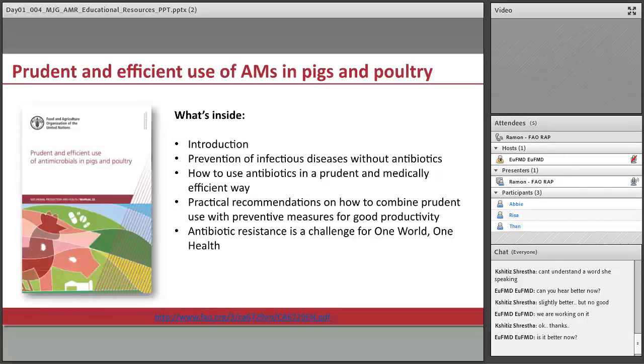So, proven and efficient use of antimicrobials in pig and poultry. This is another FAO publication. Again, this is not a course. This is a document that you can freely download from this site. And it talks about prevention of infectious diseases without antibiotics and how to use antibiotics in a proven and medically efficient way. It talks about practical recommendations on how to combine prudent use with preventive measures for productivity and the One Health challenge.